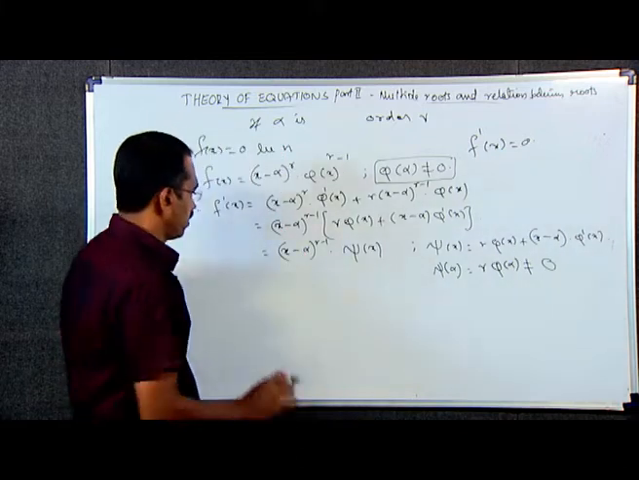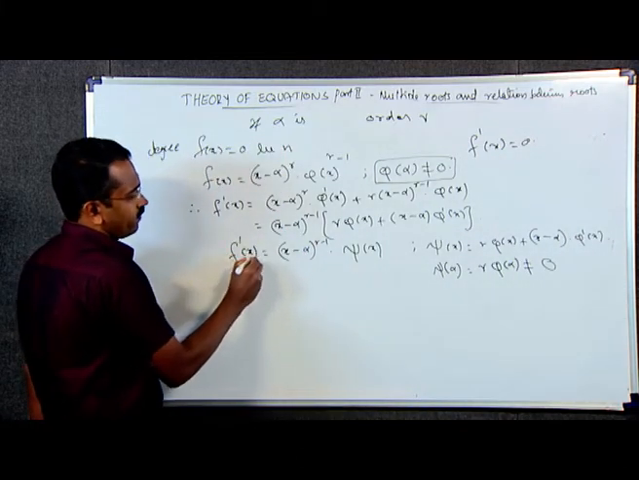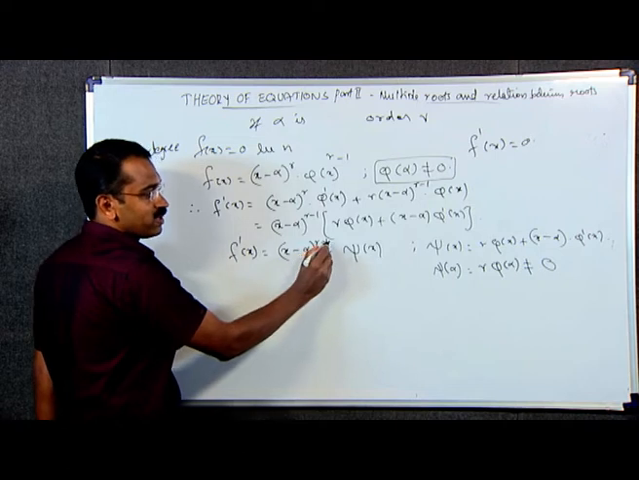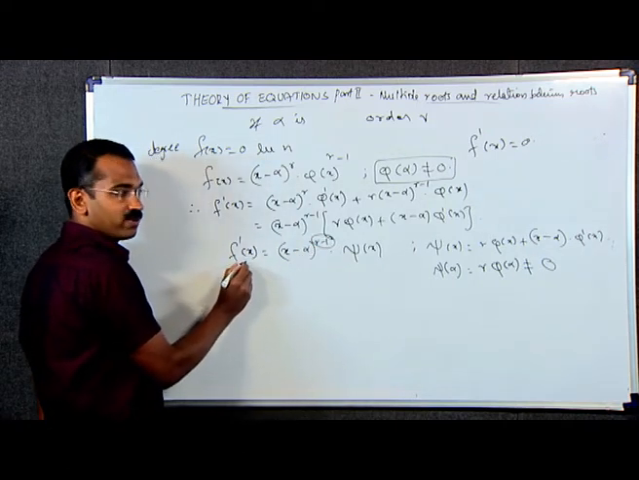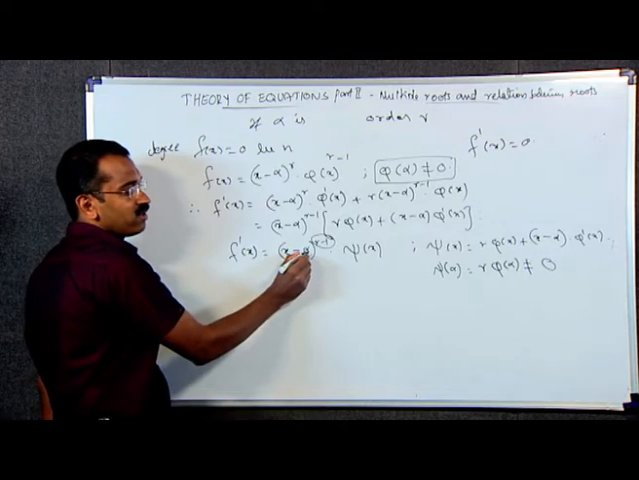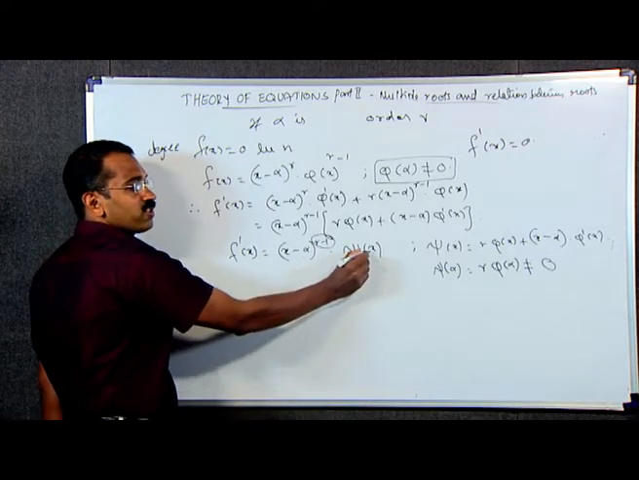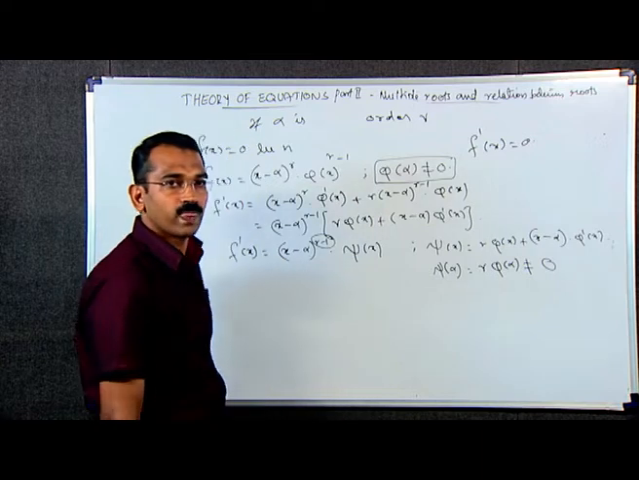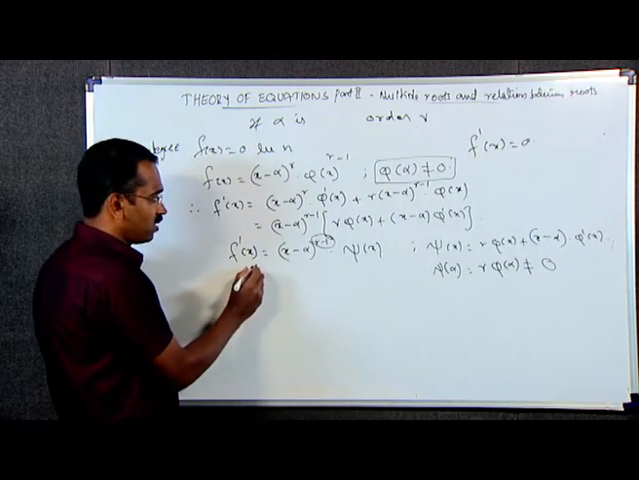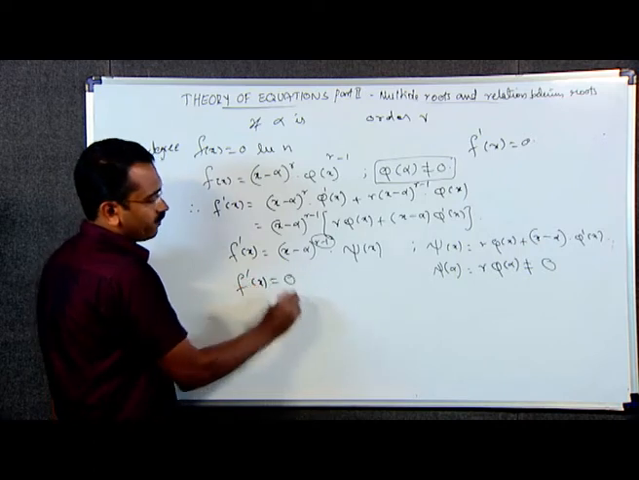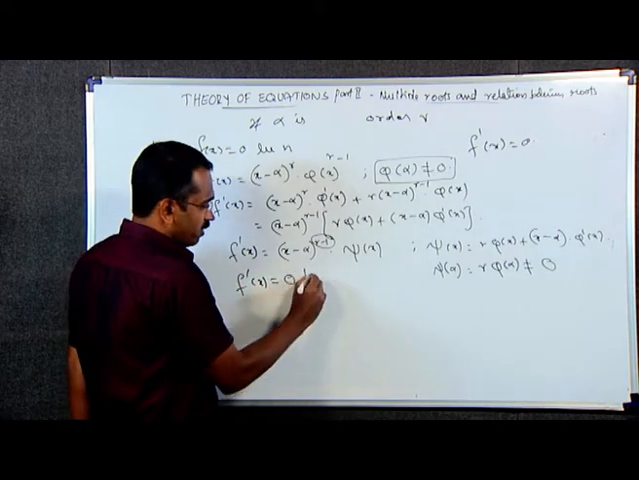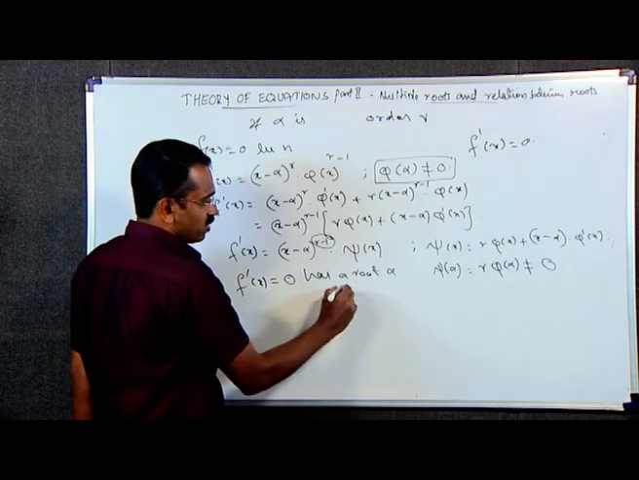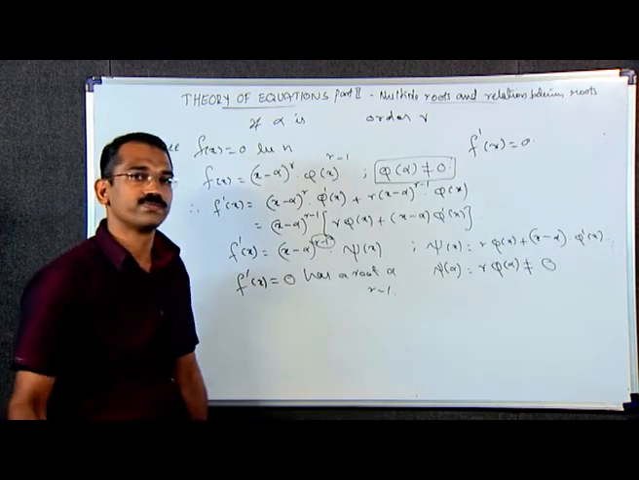Therefore, we can say that this function f dash x has a root alpha of multiplicity r minus 1, because we can write f dash x as x minus alpha raised to r minus 1 into some function psi of x, where psi of alpha is not equal to 0. Therefore, we can say that f dash of x equal to 0 has a root alpha of multiplicity r minus 1. Here the multiplicity is r minus 1.